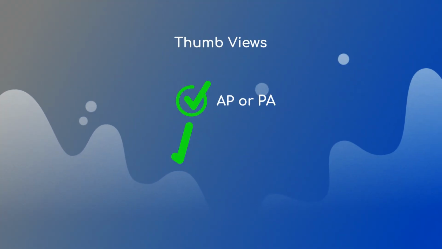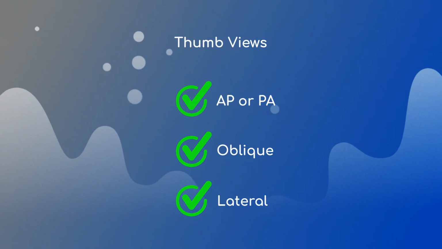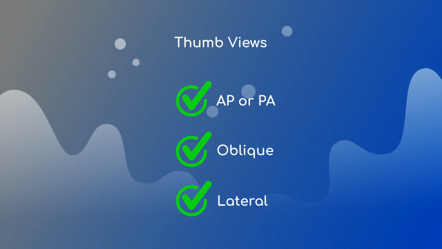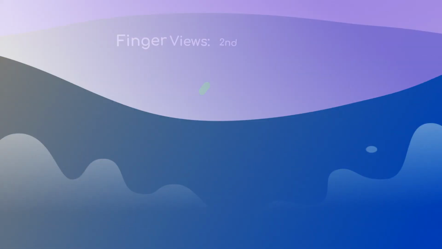Thumb views: an AP or PA view, standard for assessing alignment in bone injury. Oblique view highlights the thumb base and fracture lines. Lateral view shows displacement or joint disruption.